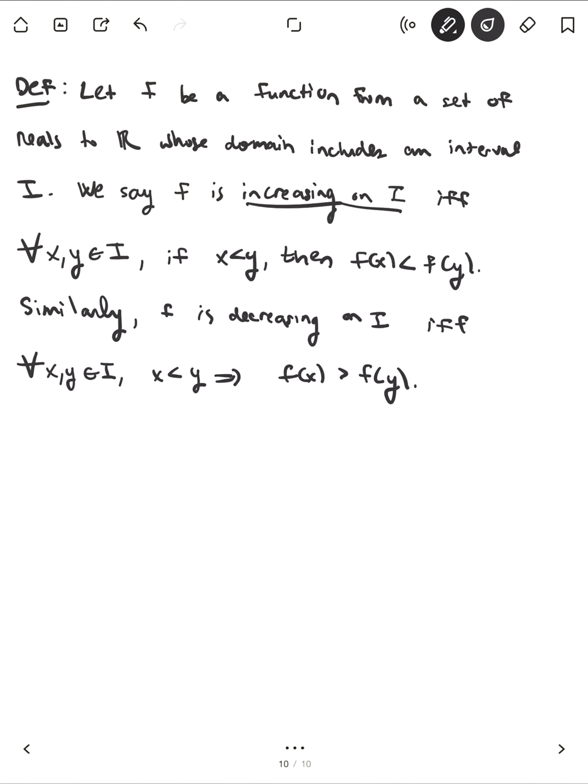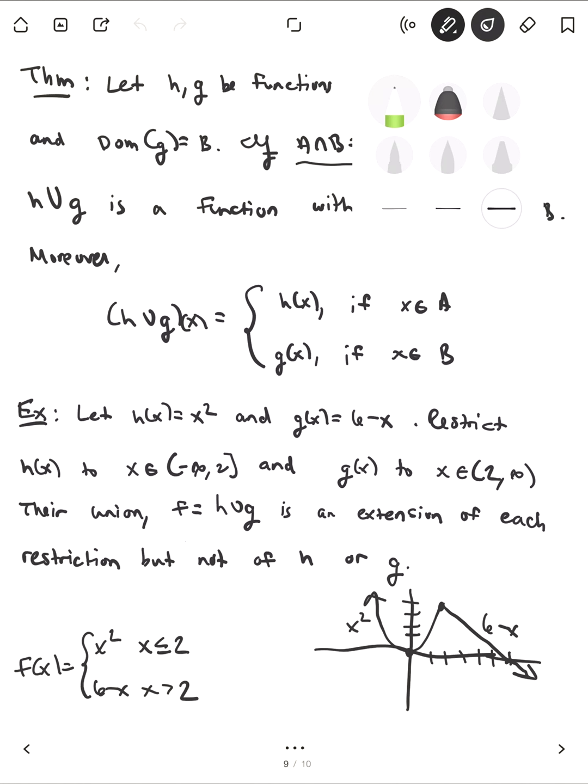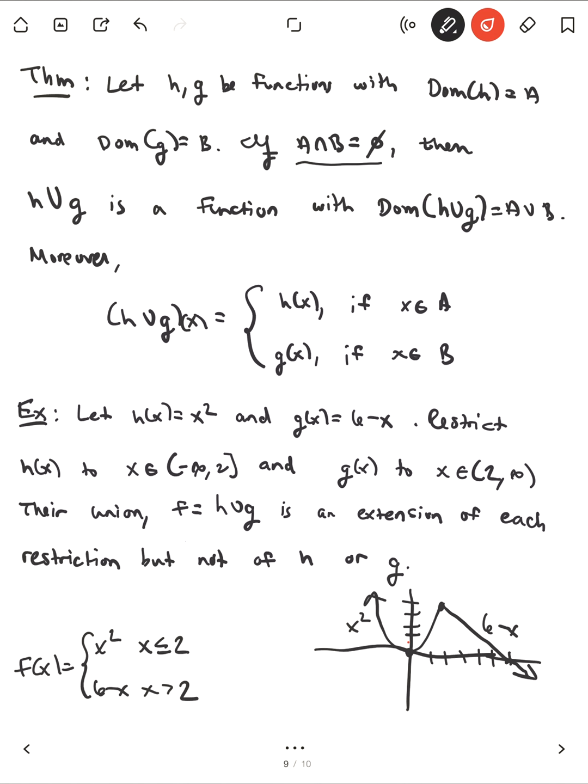Okay, so let's go back to this nifty picture I drew here. From negative infinity until 0, this function is decreasing. And then from 0 to 2, increasing. And then from 2 to infinity, you have decreasing again.